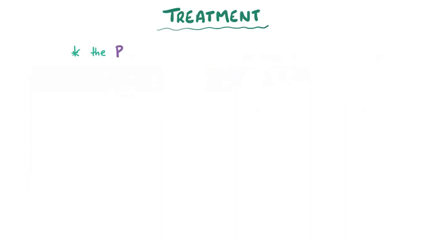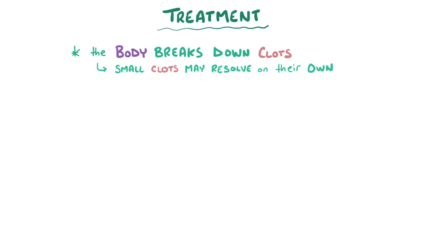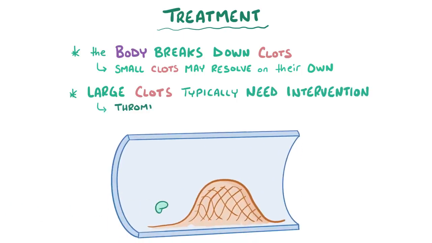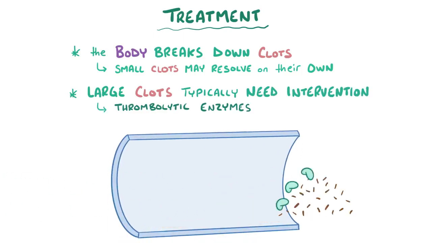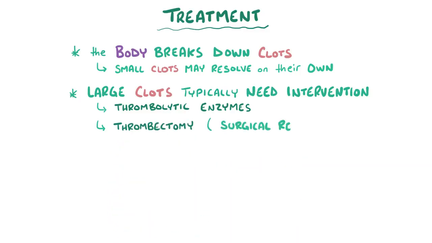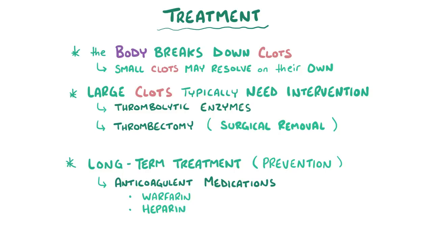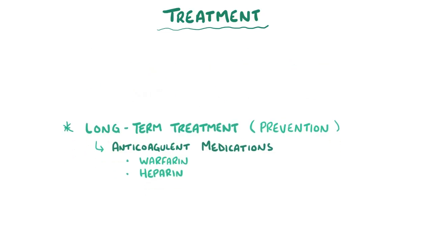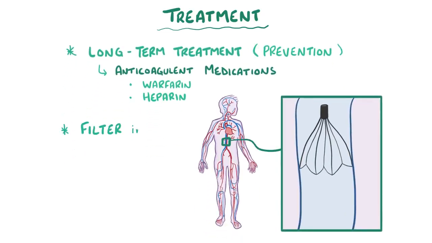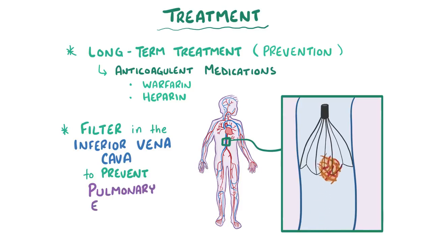Generally speaking, the body makes and breaks blood clots all the time, and some small clots resolve on their own. But large clots that cause symptoms typically need an intervention. Thrombolytic enzymes can be given to help break down the clot, or a thrombectomy can be done to surgically remove the clot. Long-term treatment to prevent future thrombi from forming can include anticoagulant medications like warfarin or heparin, which inhibit the clotting cascade and prevent clot formation. Also, a filter can be surgically placed in the inferior vena cava to prevent pulmonary embolisms.